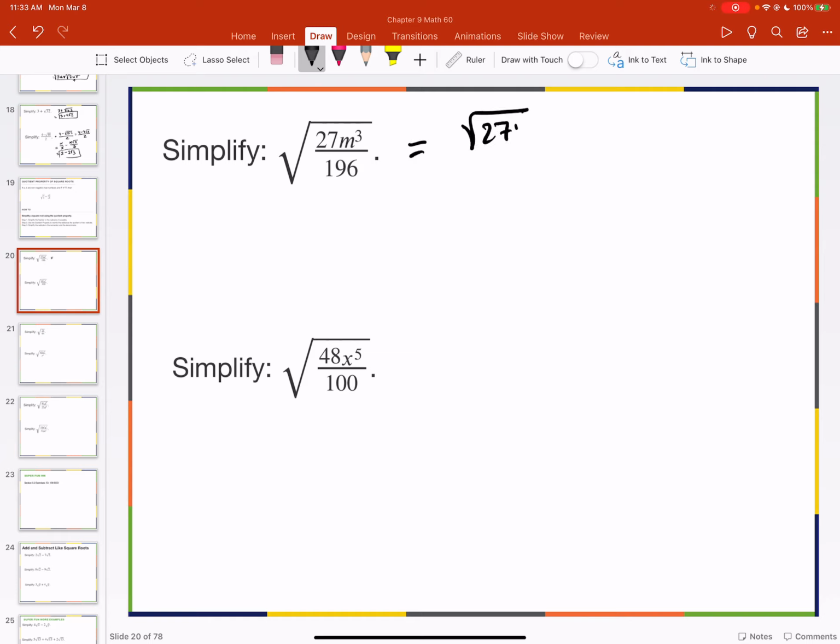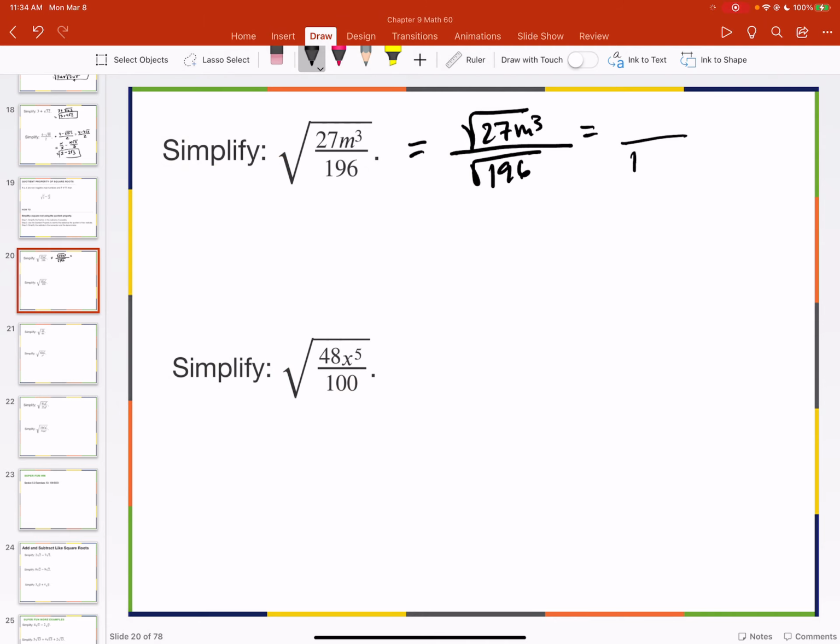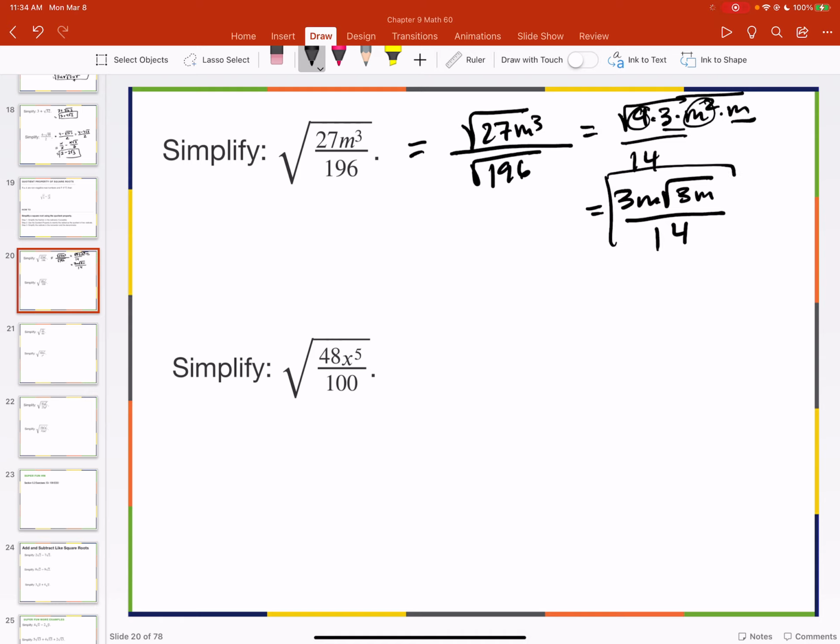So square root of 27m cubed over square root of 196. The square root of 196 is just 14, so that's nice. So you have 14 on the bottom, right? And the square root of 27m cubed, well, that's just 9 times 3 times m squared times m, right? So these come out. They become 3m on the outside, and what's left is 3m on the inside, and then that's all over 14, and we cannot do anything else other than that. So we leave it as is.